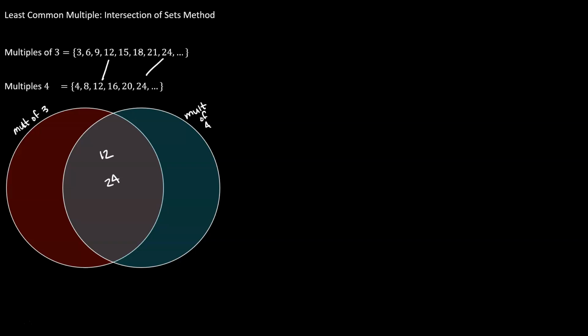And then for the rest of the multiples of 3, I can sort them over here. I have 3, 6, 9, 15, 18, 21. And the other multiples of 4, I'll put 4, 8, 16, 20. Once we have our multiples organized like this, we can look at the intersection of the two sets, which is this intersection here. And we're looking for the least common multiple, so we'll pick the smallest number in that intersection.